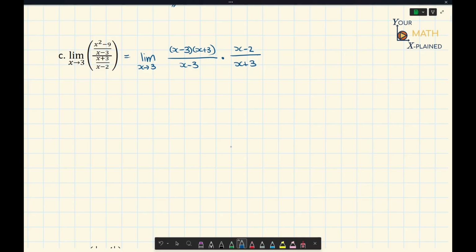And by doing this, we can see that we can cancel out the x minus 3 on top and bottom, as well as the x plus 3. So then this becomes just the limit as x approaches 3 of x minus 2.